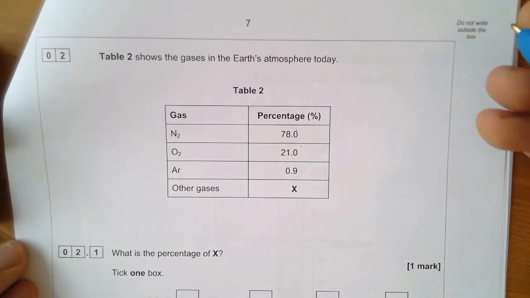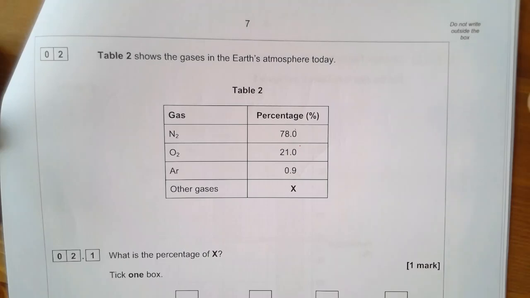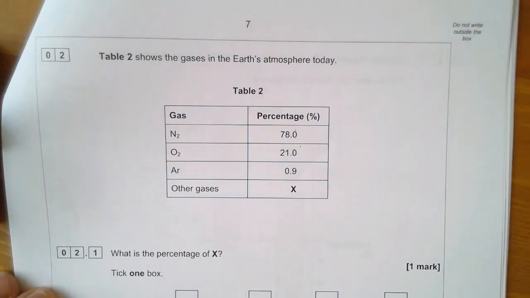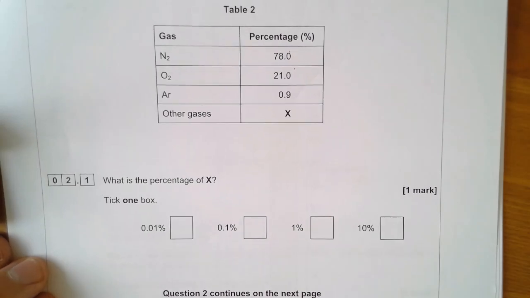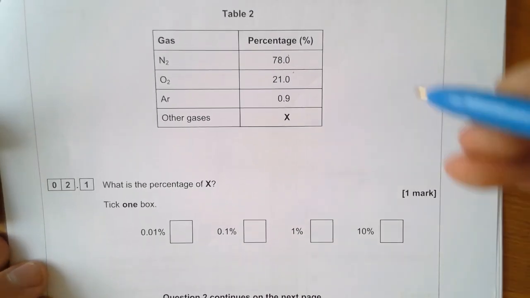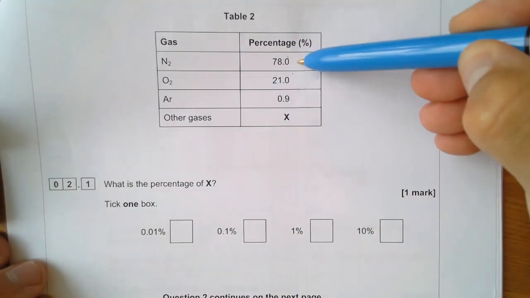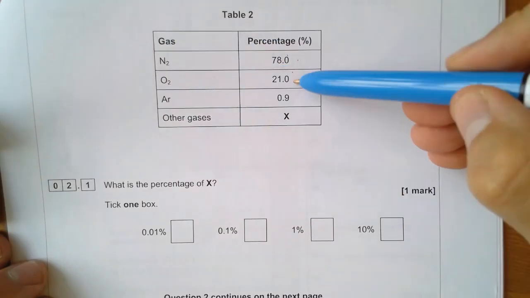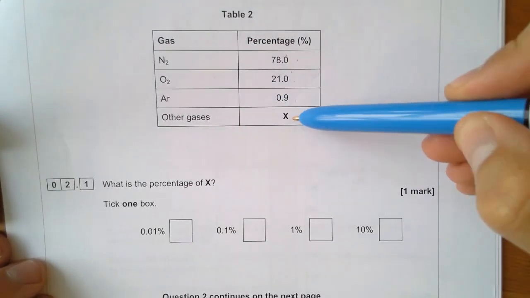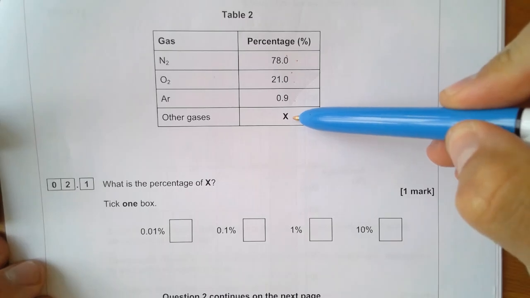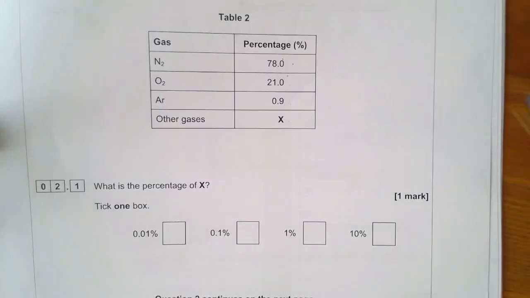Question 2 talks about the gases in the Earth's atmosphere today and relates it to other planets and the past. The first question it asks us, after giving us a table that tells us nitrogen makes up 78% of the atmosphere, oxygen makes up 21%, argon 0.9, and then other gases is an unknown amount, is to work out that unknown amount first.